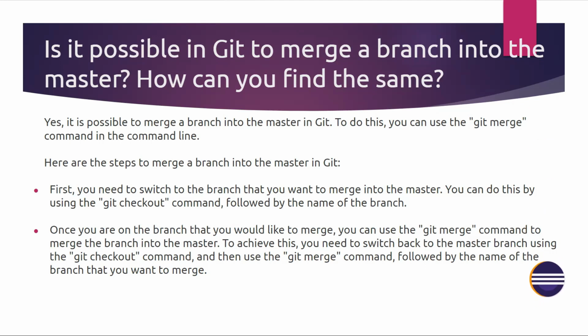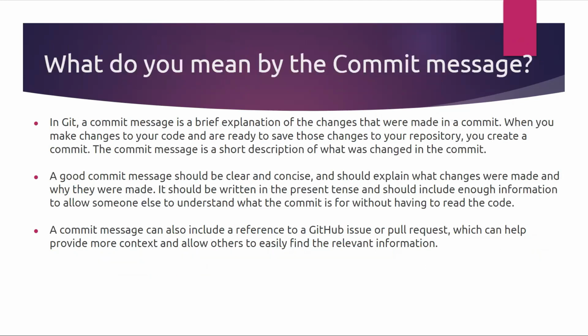First, you need to switch to the branch that you want to merge. You can do this by using the git checkout command, followed by the name of the branch. Once you're on that branch, to merge it with master, you need to switch back to the master branch using the git checkout command, and then use the git merge command, followed by the name of the branch that you want to merge. So just by following these two steps, you can easily merge a particular branch.